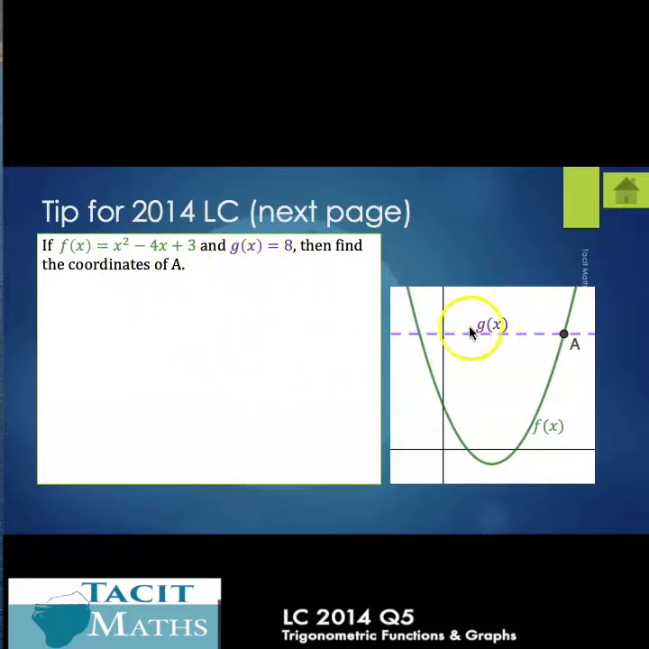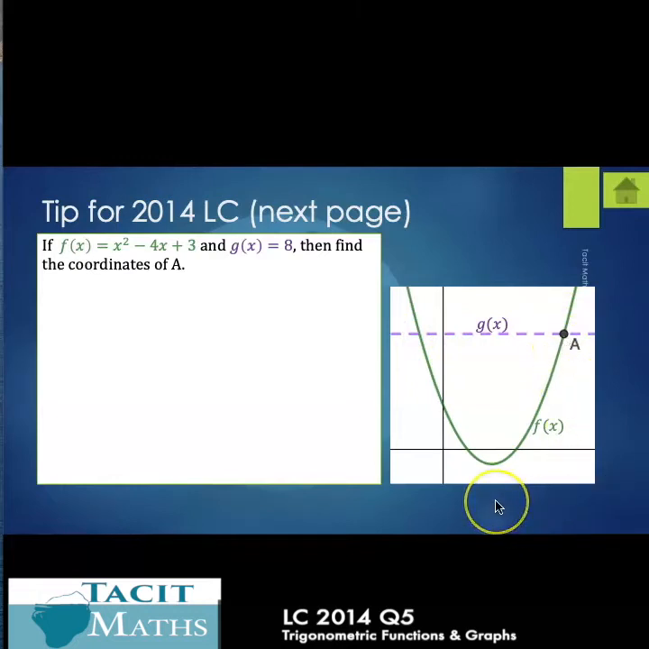And the first thing to spot is that g of x equals 8 doesn't look like a function. Usually you'd expect a linear function to be something like 3x plus 2 or 5x minus 1. But when you see g of x equals 8, you should know straight away that that's a horizontal line through 8.